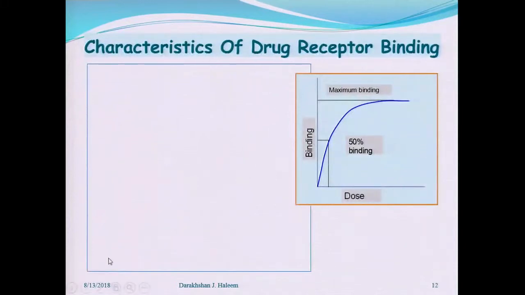Now let's see the characteristics of drug receptor binding. The binding is saturable, meaning as we go on increasing the concentration of agonist, the binding will increase and it will reach a plateau, when further increase in the drug dose will produce no increase in the binding. This is because of saturation of the receptor sites. All of the receptor sites are occupied by the drug and are no more available.